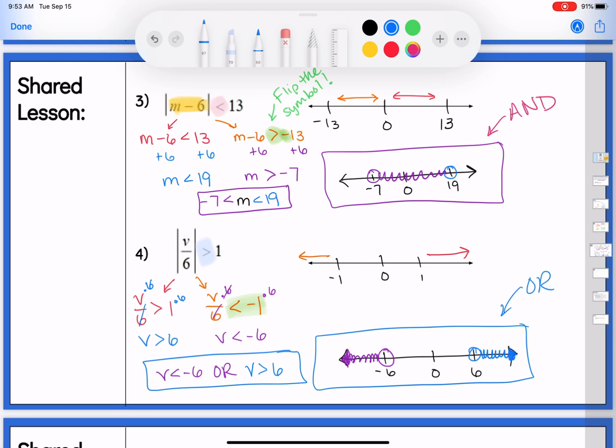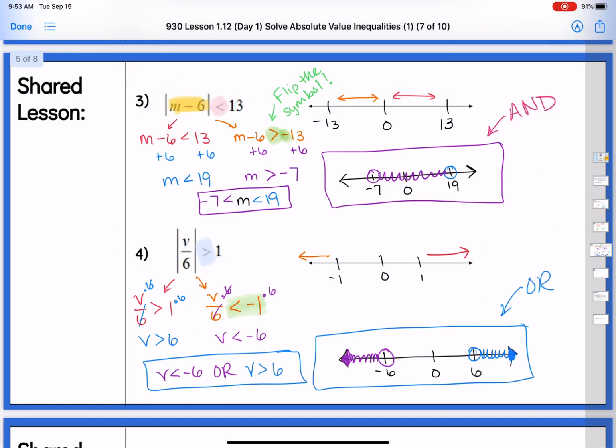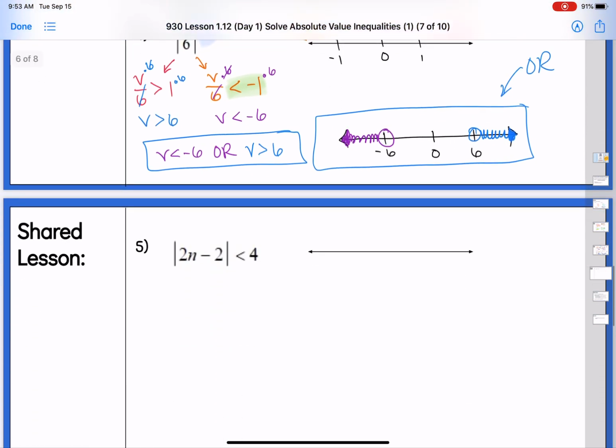So that's how you think about it. Less than, the distance has to be less than something. I'm going to be shading towards the 0. When my symbol is greater than, then I'm going to have a distance bigger. I'm going to have to be shading away from the 0. So just understanding what your absolute value is representing is the biggest key to that.